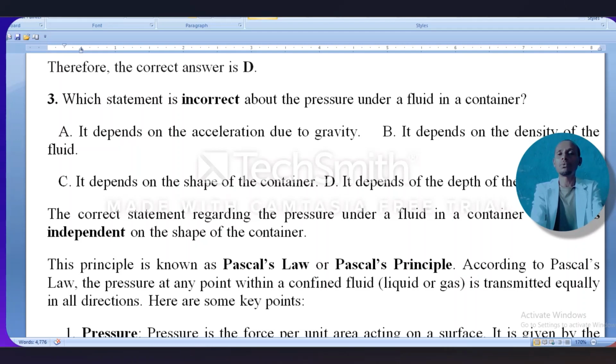The pressure created by the fluid does not depend on the shape of the container. So this principle is known as what? Pascal's law or Pascal's principle. According to Pascal's law, the pressure at any point within a confined fluid, liquid or gas, is transmitted equally in all directions. Here are some key points let us interpret.